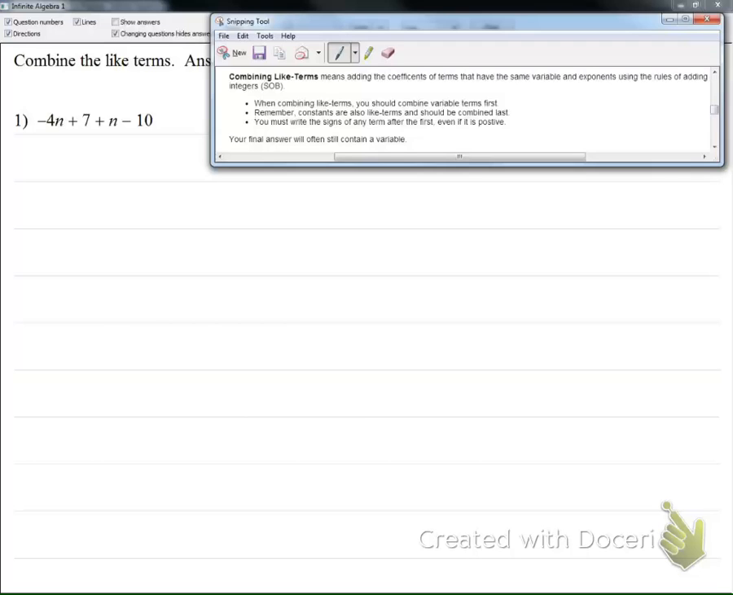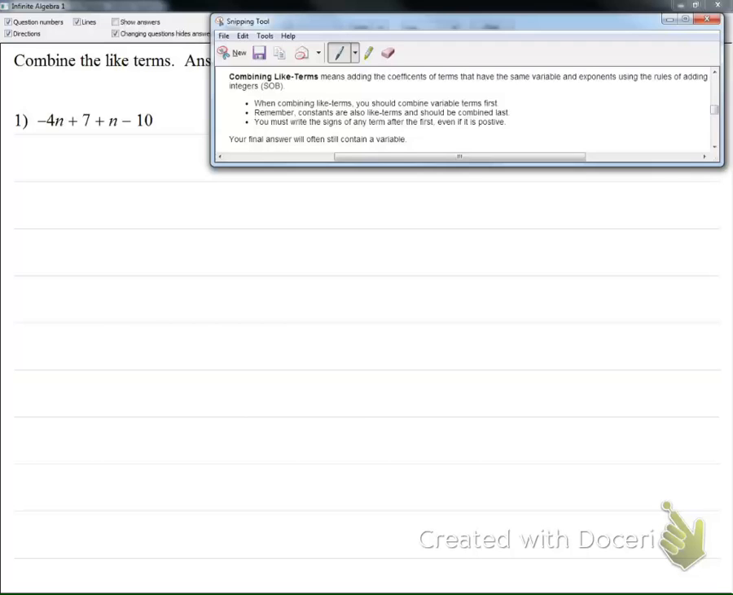This is lesson 5.1, combining like terms. We have some notes for this lesson, and I just have them up in the box at the top of the screen. You might want to write these down. Combining like terms means to add the coefficients, those are the numbers in front of the terms that have the same variable exponents, using the rules of adding integers.